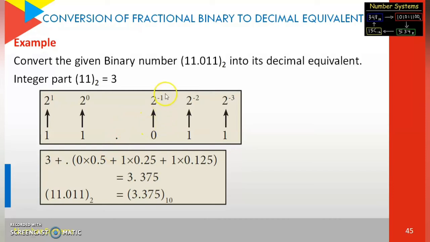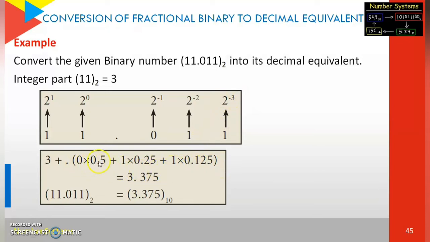Here 0 into 2 power minus 1. What is the value of 2 power minus 1? 0.5. Plus 1 into 2 power minus 2. What is the value of 2 power minus 2? 0.25. Plus 1 into 2 power minus 3. What is the value of 2 power minus 3? 0.125. Now you can multiply these things.